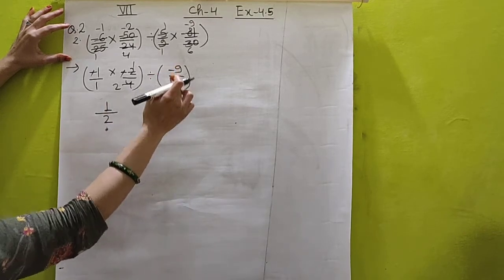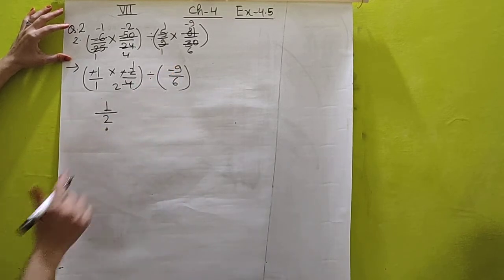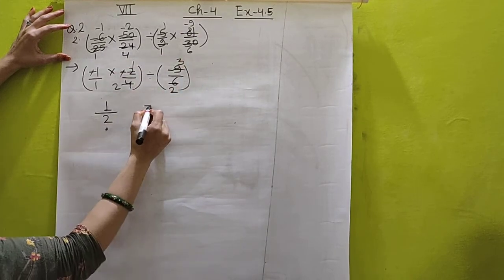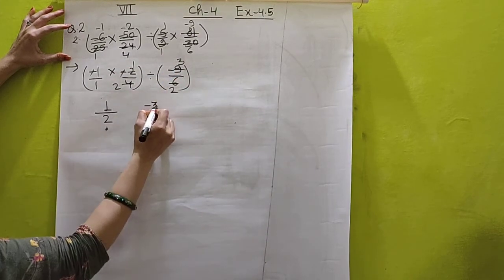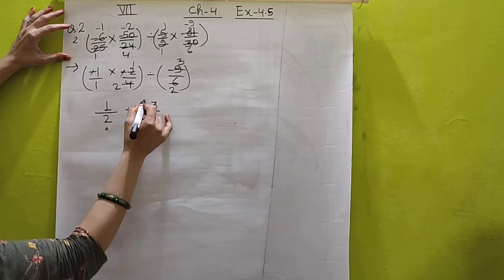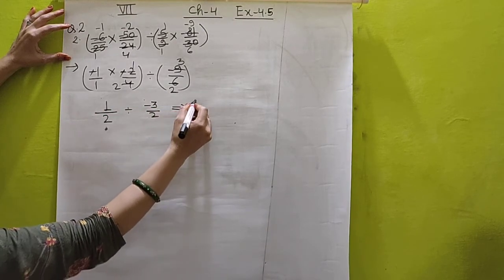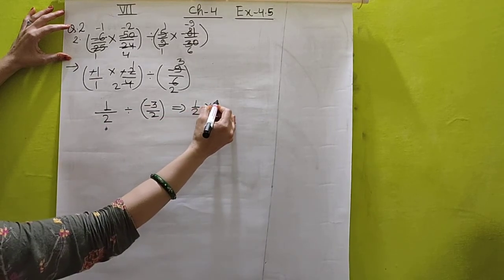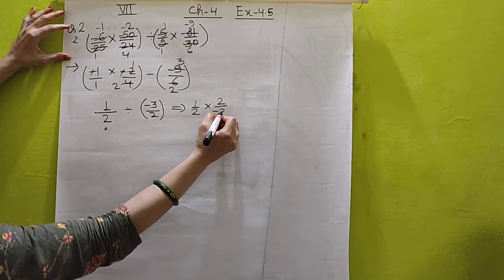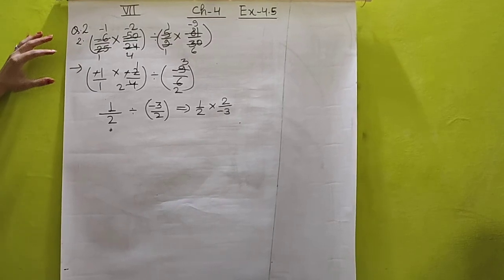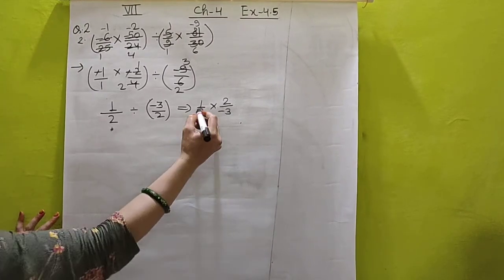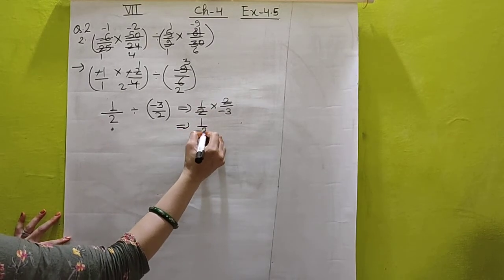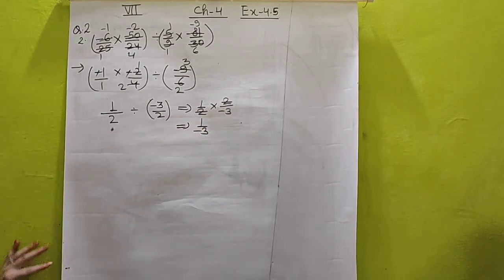Here, students, 9 upon 6 I can cut with the 3. 3 twos are 6 and 3 threes are 9. So here minus 3 upon 2 will come with division sign. Now in next step, students, I can write 1 upon 2 and here if I am putting multiplication sign it will be reciprocal, opposite, 2 upon 3. Now 2 ones are 2 and your answer will be, students, 1 upon minus 3. It will be your answer, students.